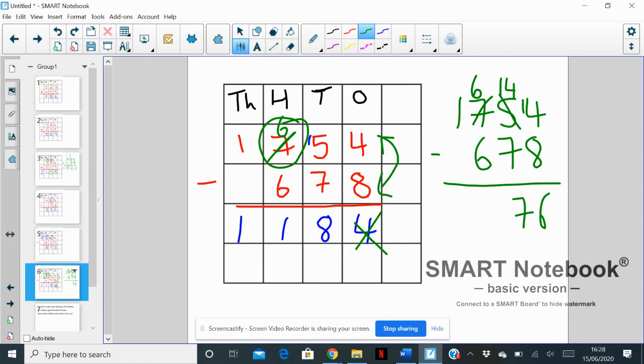Hundreds column, 6 subtract 6 is 0. And thousands, 1 subtract nothing is 1. So my answer should be 1076.